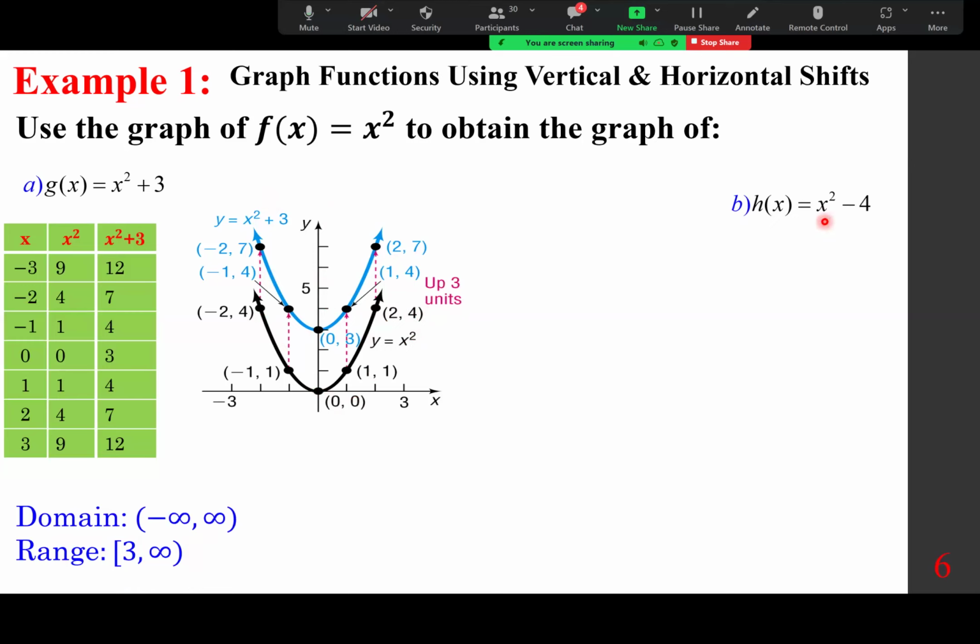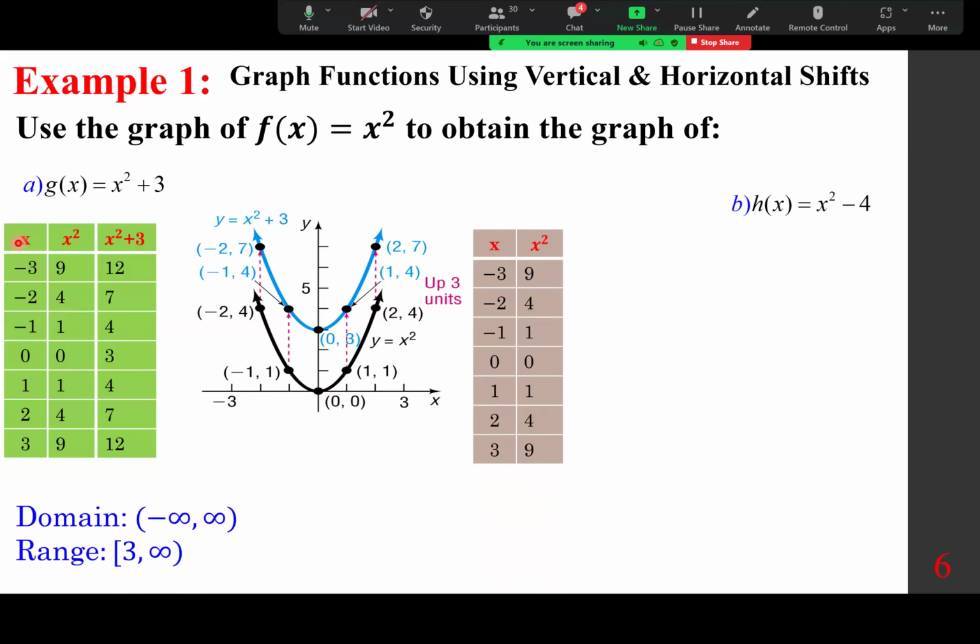What about this one? Again, let's write the first 2 columns and then subtract 4. So these 2 columns from here, we are repeating it. Now -4, that means x squared minus 4. So we're going to subtract 4. This becomes 5, 0, -3, -4, and so on. So subtract 4. So in essence, for example, 0, 0 has a location 0, -4 down here.